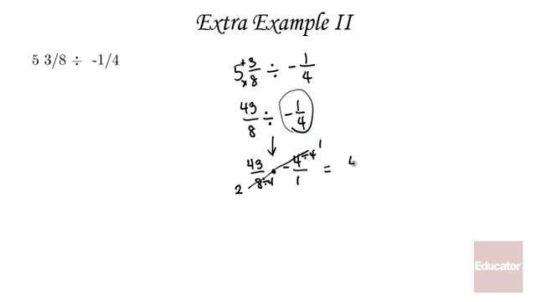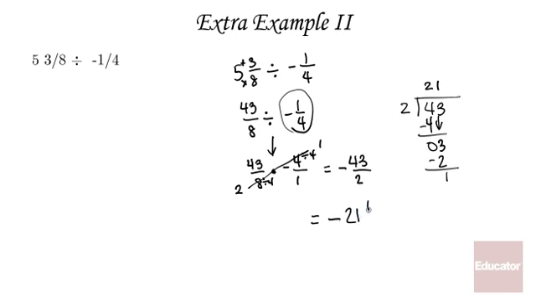43 times 1 is 43, and 2 times 1 is 2. And remember, don't forget about your sign. A positive times a negative is a negative. Let's change that into a mixed number. 2 will go into 4 twice. Bring down the 3. We'll go in once. The remainder of 1. So our final answer is negative 21 and 1/2.